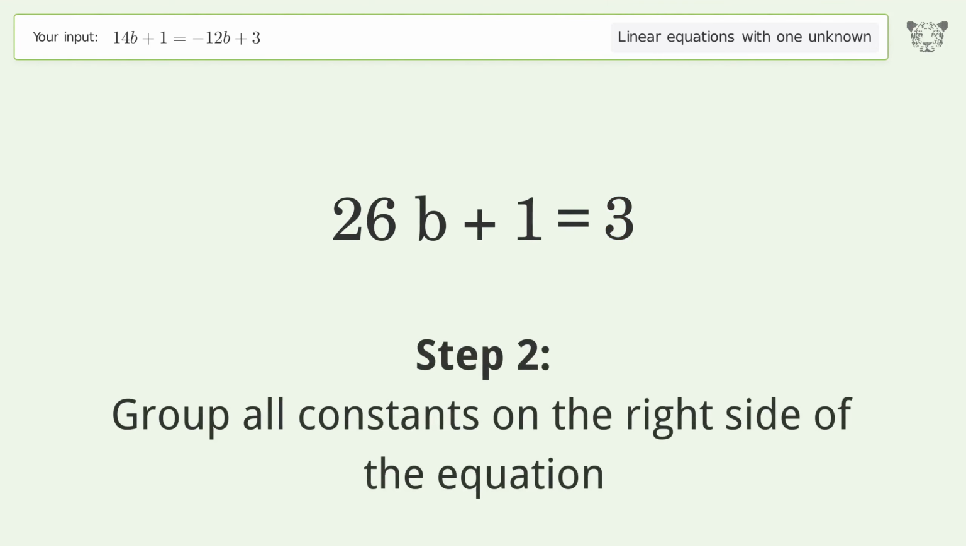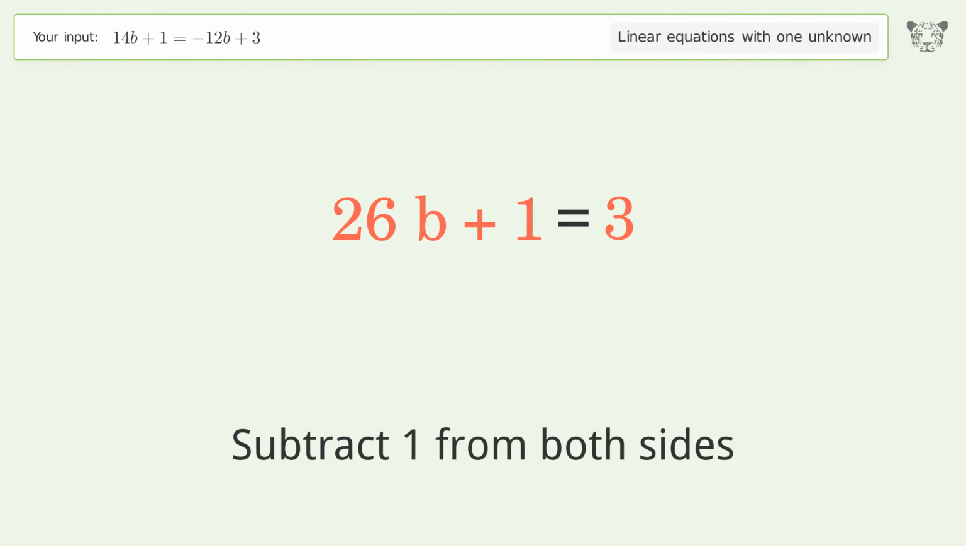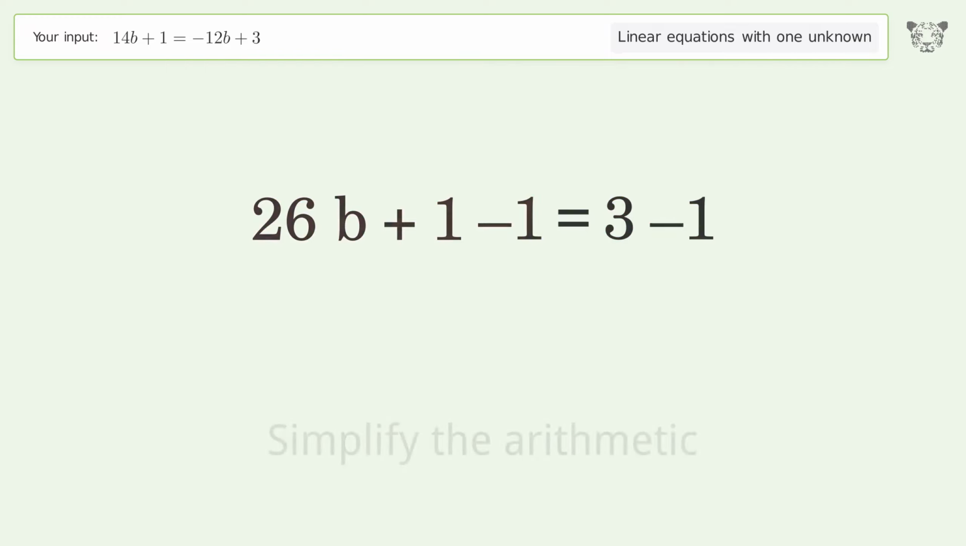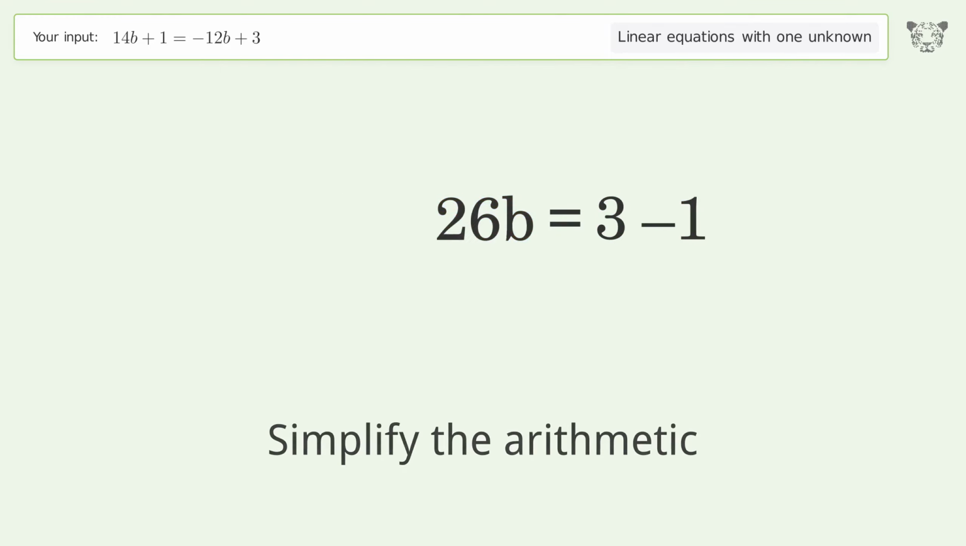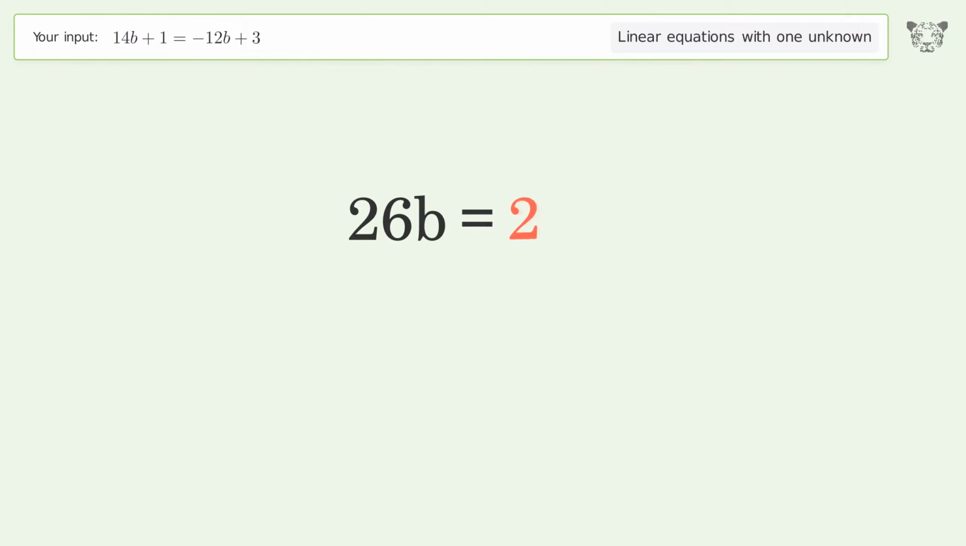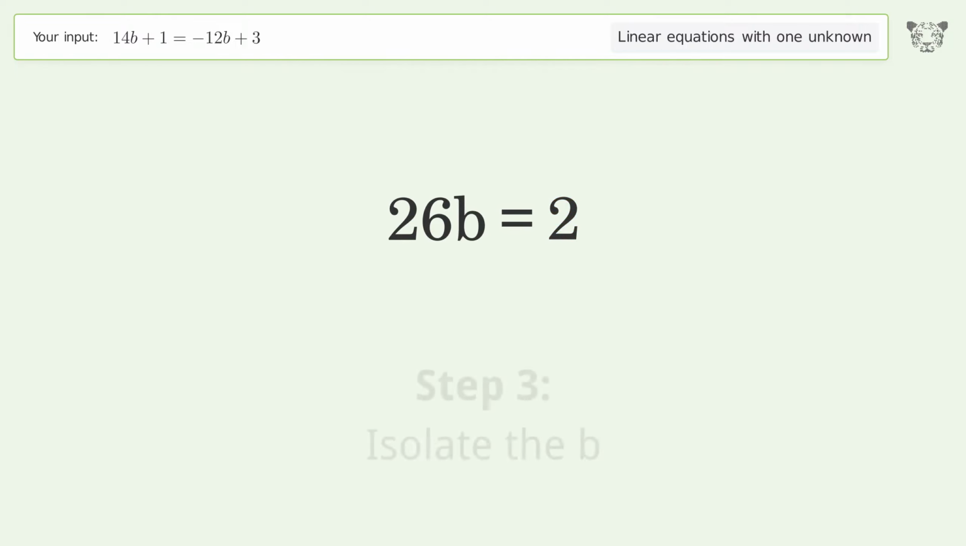Group all constants on the right side of the equation. Subtract 1 from both sides. Simplify the arithmetic. Isolate the b. Divide both sides by 26.